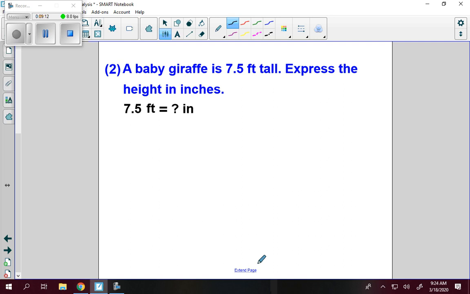A baby giraffe is 7.5 feet tall. Express the height in inches. Go ahead and try it using the steps. If you're lost, then go back to the steps and read those. Pause the video, and when you're ready, come back.